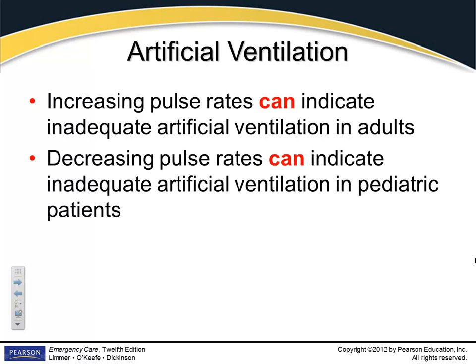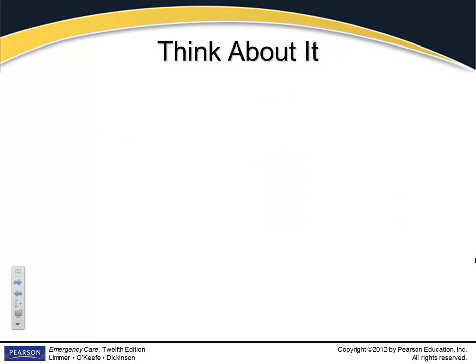Same thing with decreasing pulse rates. Now, with your pediatric patient, if you see their pulse rates declining, it's much more likely that it's due to you ventilating them ineffectively or insufficiently. So with kids, anytime their pulse rate drops, it's never a good sign. And with kids, more likely it's going to be a respiratory issue than anything else. And we'll talk about that later on too.